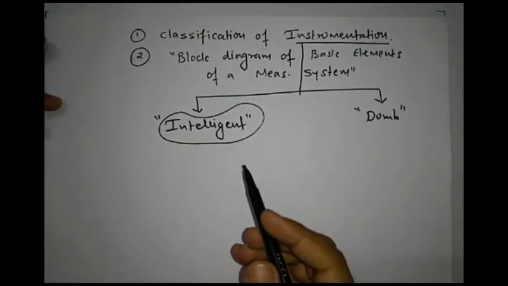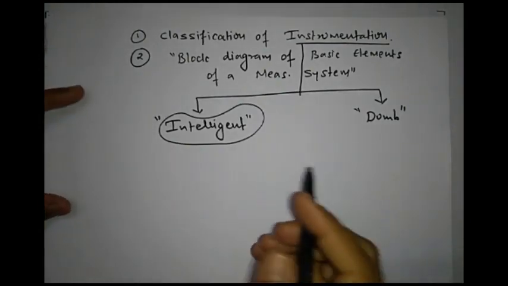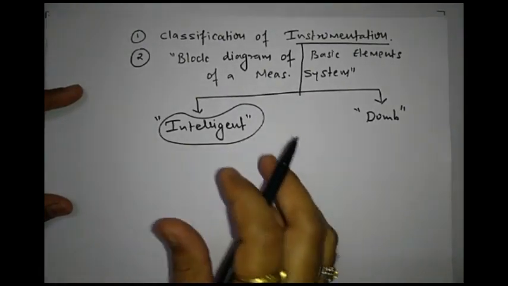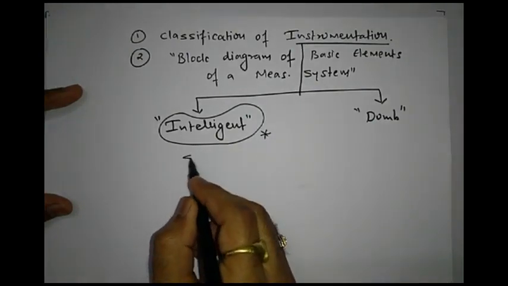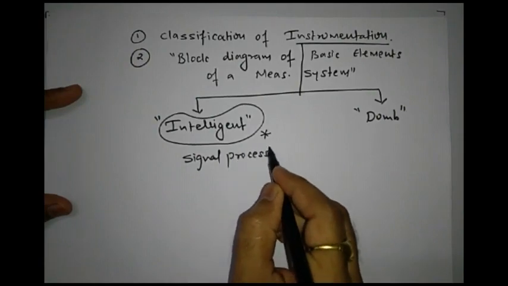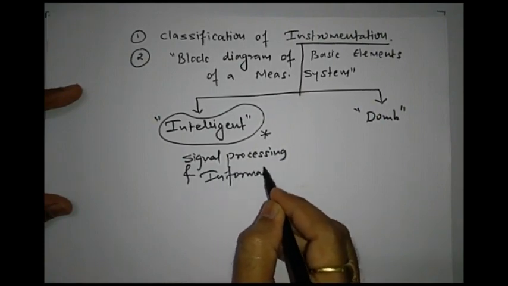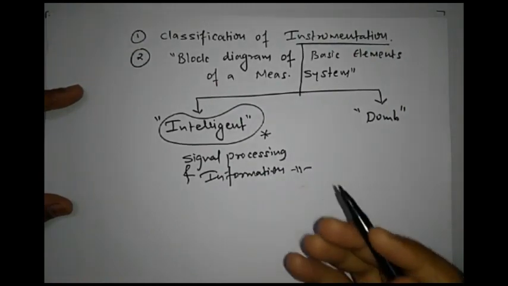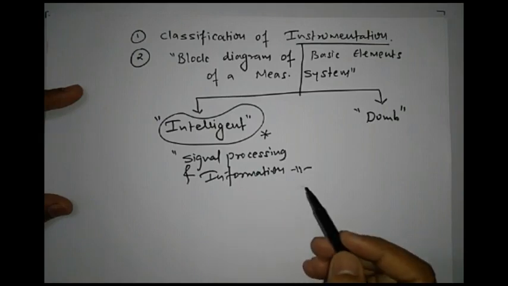Now, what is the meaning of intelligent instrumentation system? Intelligent means the system is capable of doing some smart work. For example, once you measure the value of an unknown quantity with the help of that instrument, this system is capable of performing signal processing and information processing on a given quantity by its own. Now, what is the meaning of signal processing and information processing?